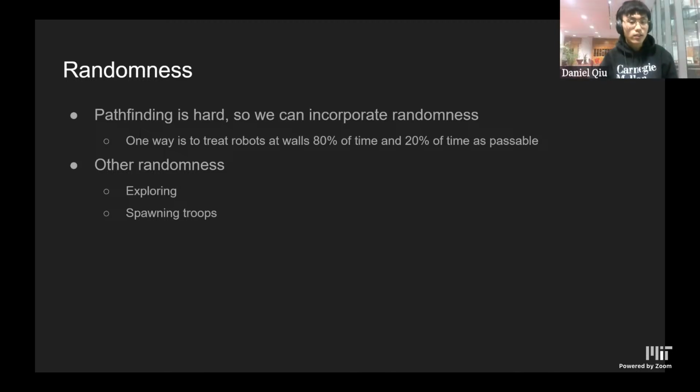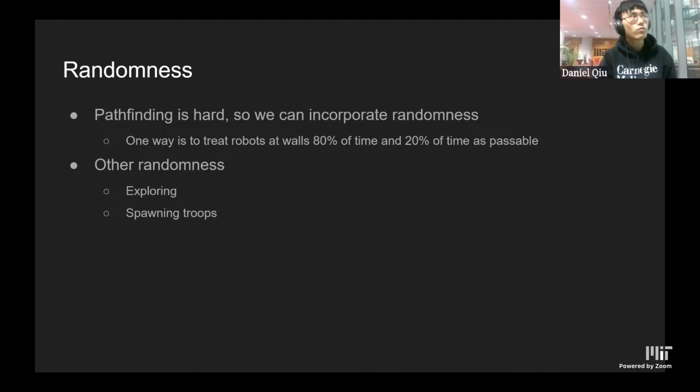Yeah, so another one of ChenYX's ideas was to treat robots a certain way for pathfinding. A lot of the time, when you're trying to pathfind or do bug nav around your own robots, it's very hard because you essentially have walls that are moving. So one way suggested by ChenYX was to treat robots as walls 80% of the time and 20% of the time as passable.